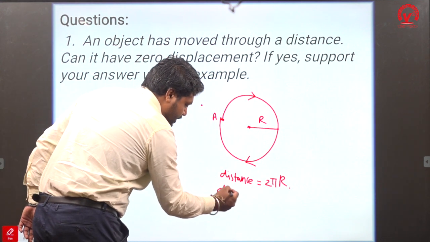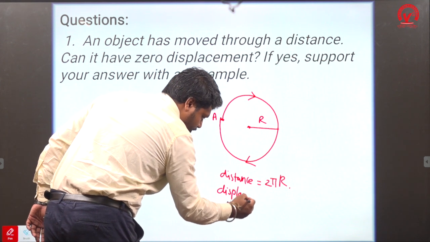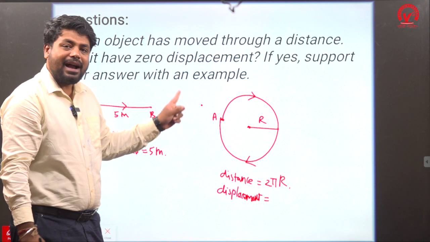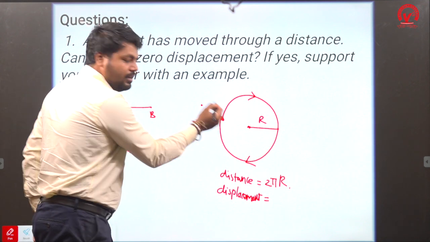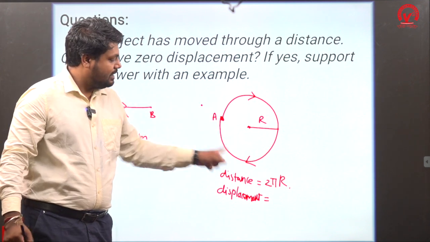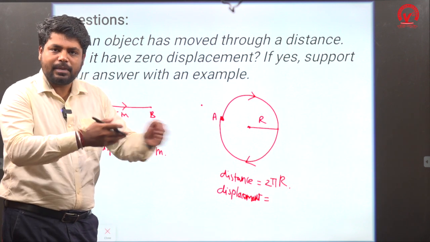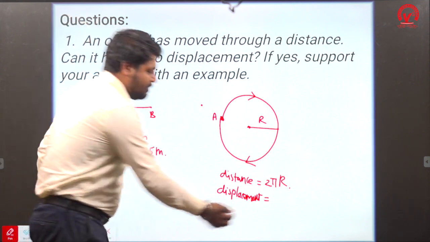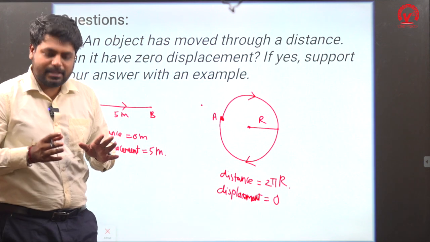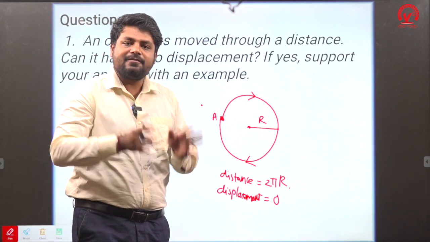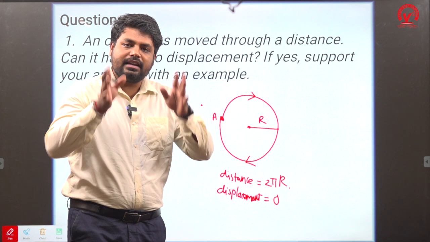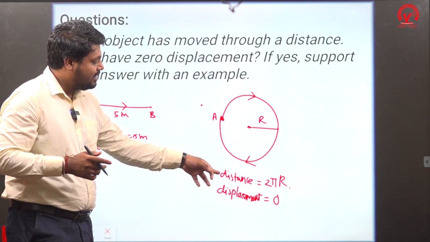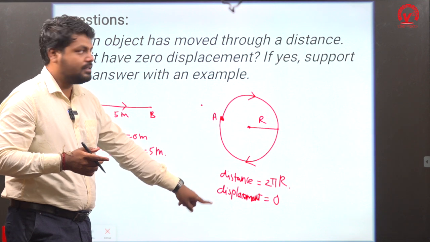So see the beauty here, what is the displacement here? The displacement here: the particle starts from the point A, right? This is the starting point and it ends at the same point. Where it starts, it ends at the same place. So displacement is 0. When will the displacement be 0? If the initial and final points are the same points, the displacement will be 0. Okay, so very, very important. Although you have the distance here, the displacement is 0.